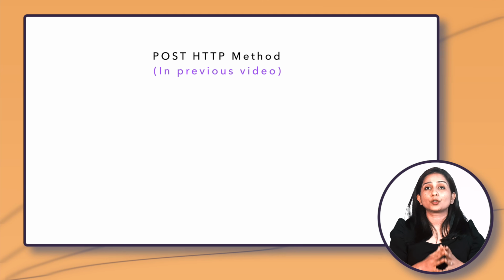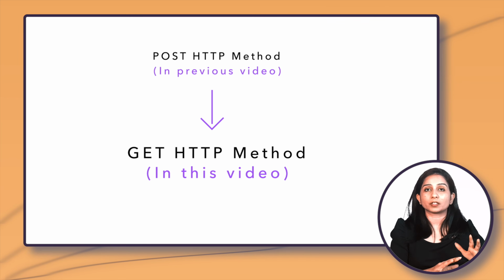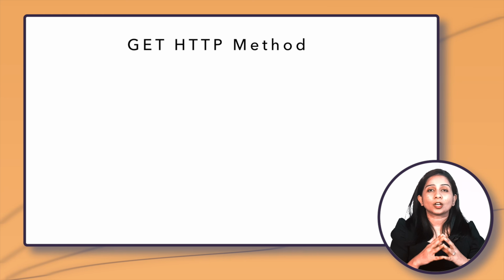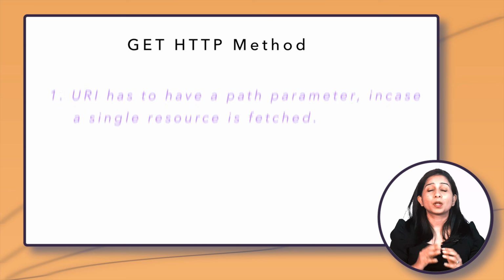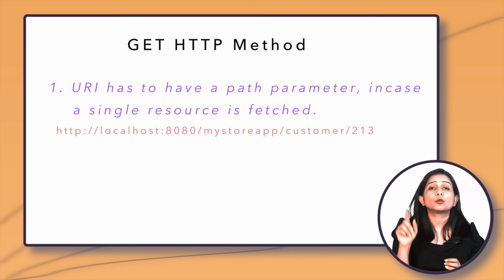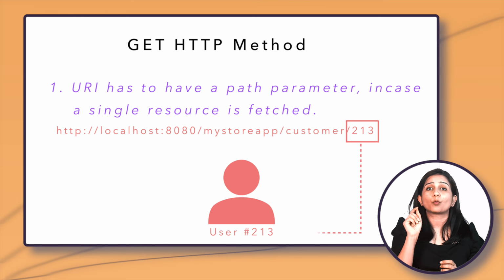In the previous video, you have seen that we discussed how to create resources using the POST method. In this video, we are going to refer to the same kind of resources and try to fetch those resources using GET methods. Now, in order to use a GET method, we have to take care of a few things. First, the URI has to have a path parameter. You have to mention the ID of the resource that you want to fetch.